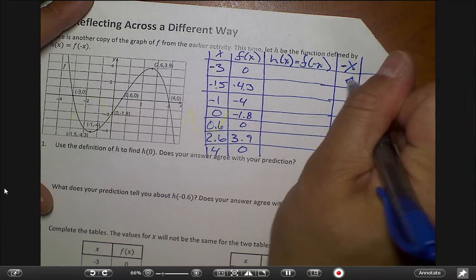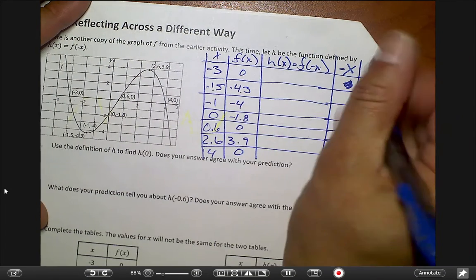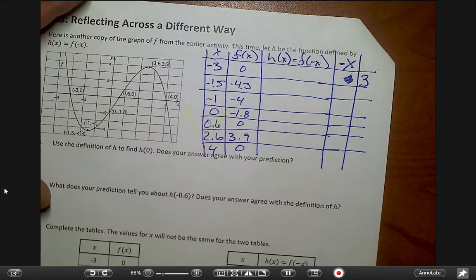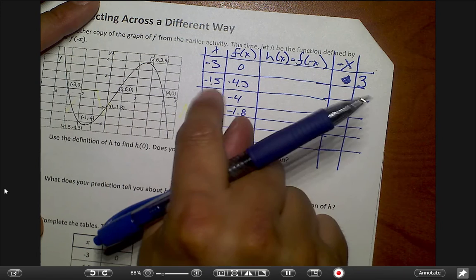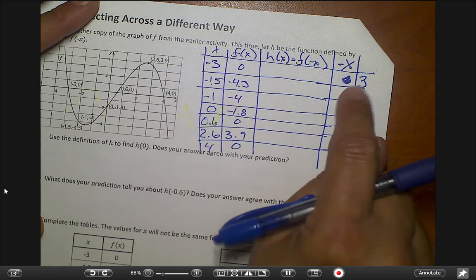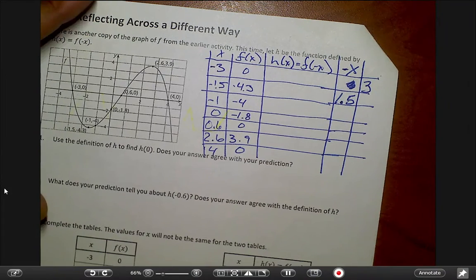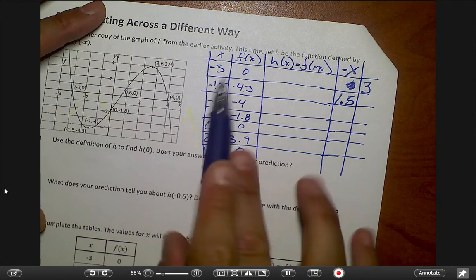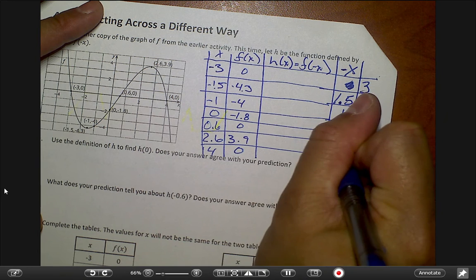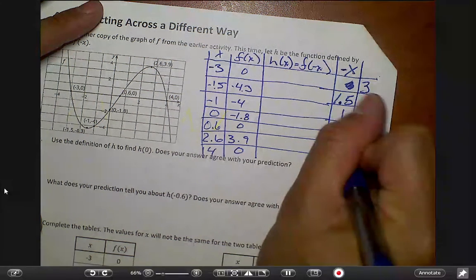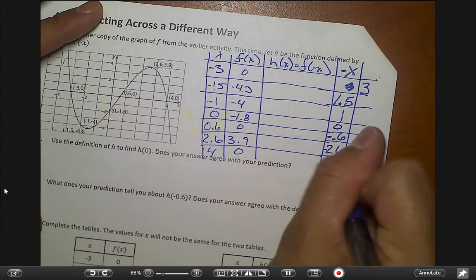Ah, I messed that up. Mr. Brown, where are you on that one?